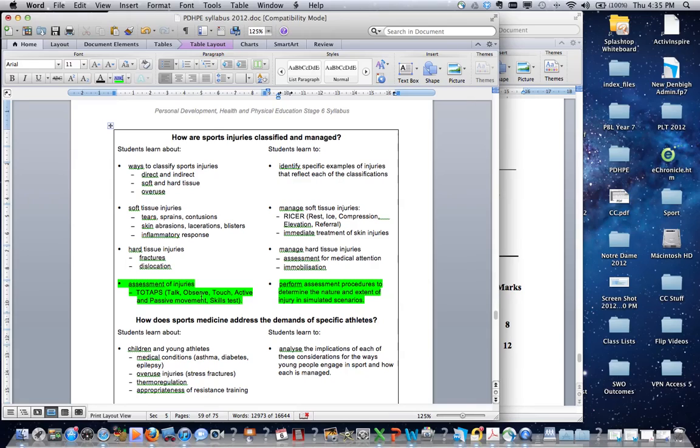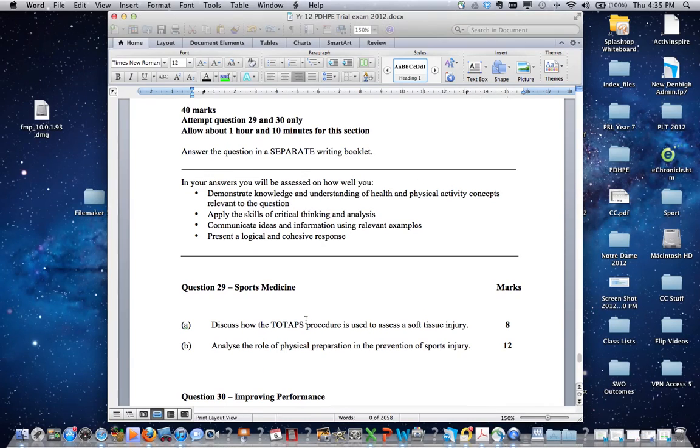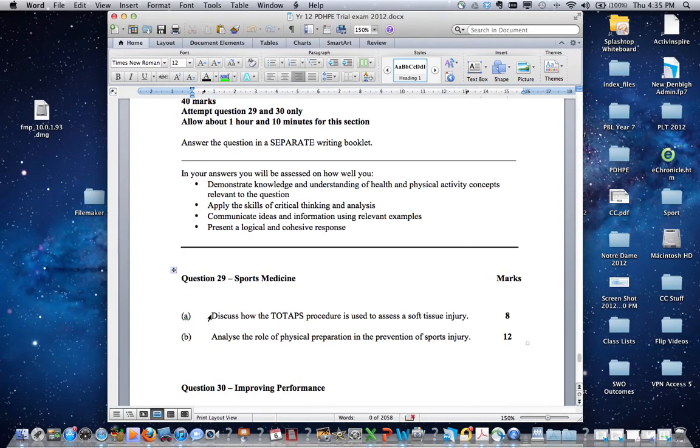Talk, observe, touch, active and passive movement, and a skills test. And the students will learn to perform assessment procedures to determine the nature and the extent of injury in simulated scenarios. In this particular question, we're also looking at soft tissue injuries, which would include tears, sprains, contusions, skin abrasions, lacerations, blisters, and the inflammatory response. But we're looking at, in particular, those soft tissue injuries for the application of TOTAPS. The syllabus dot point we've looked at.